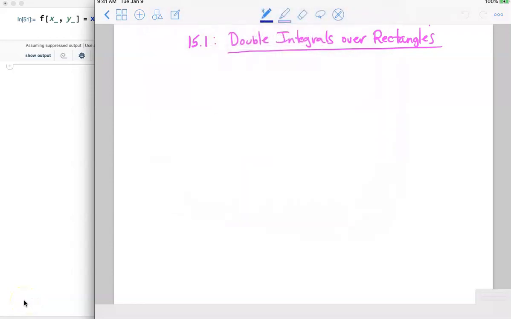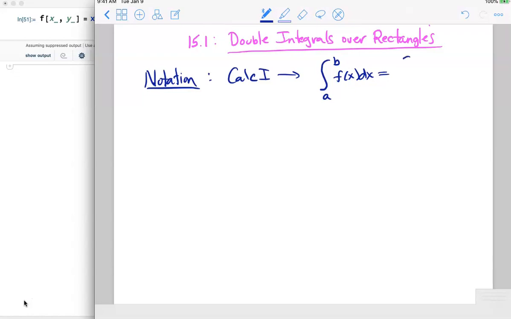Right, so in this video we're trying to introduce the idea of a double integral over a rectangle, okay? First things first is the notation. In Calculus 1, we use the integral notation, definite integral from a to b of some function f of x dx. That was the notation. It might have been shortened to just say the function f over an interval I, the integral of f dx, where I is the interval a to b.